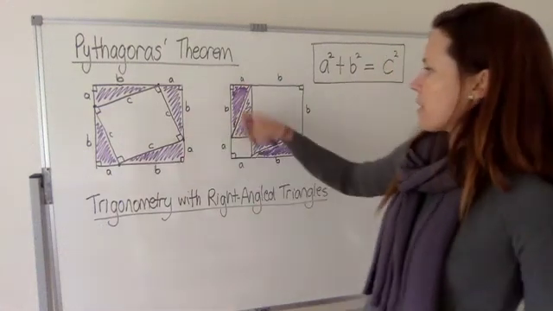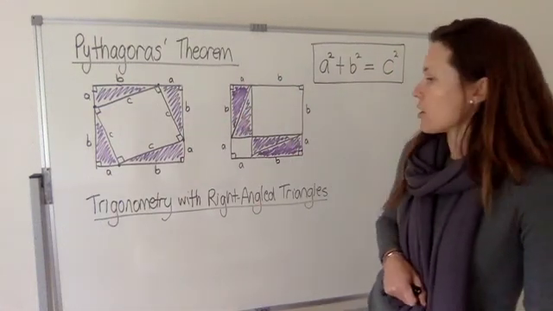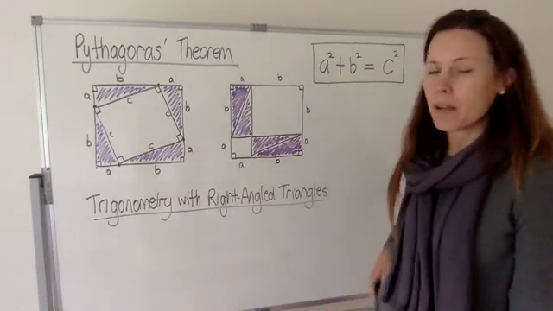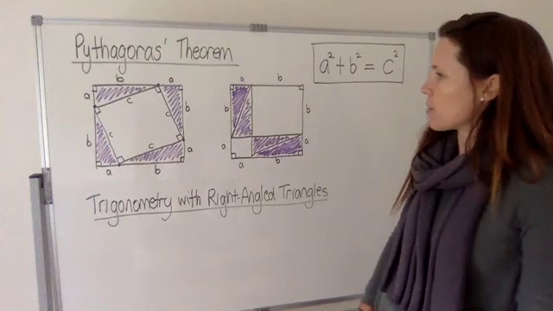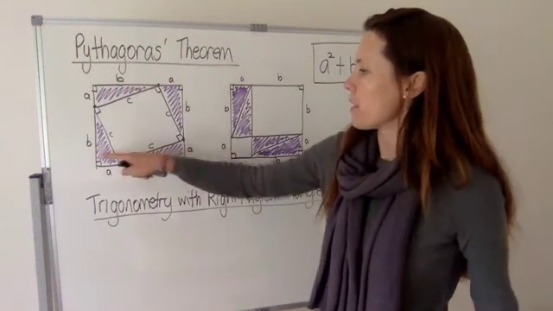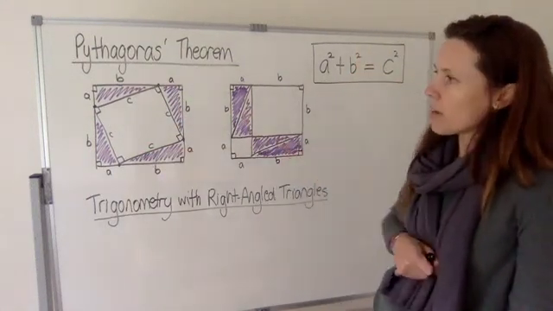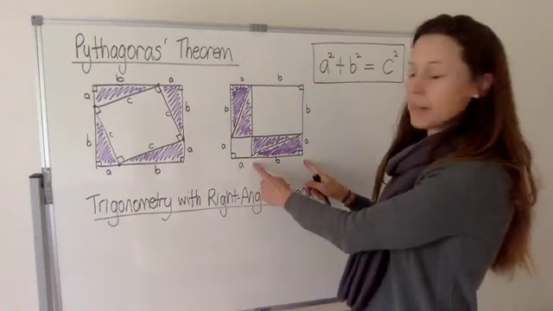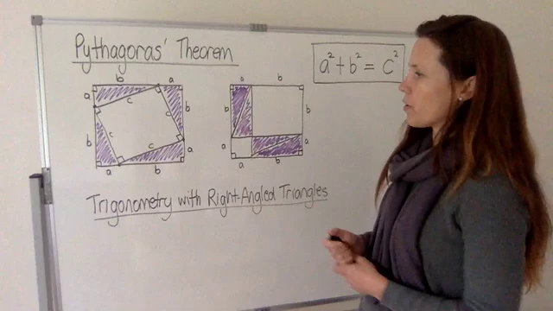I've drawn two squares here. They're identical size. You can tell they're identical because both of them have a side length of a plus b. Now, both of the squares also contain four of these right-angled triangles, and they are all the same size. They have height a and base b, and they've all got a right angle in the corner of them.